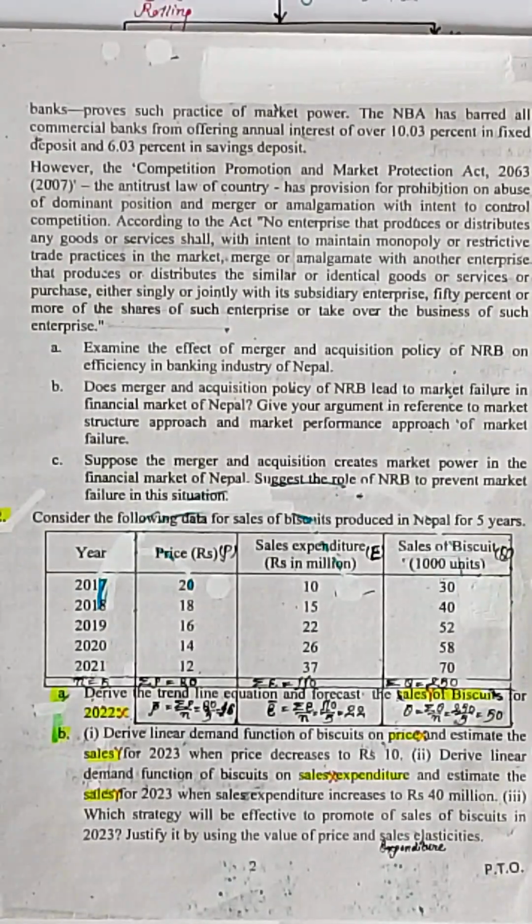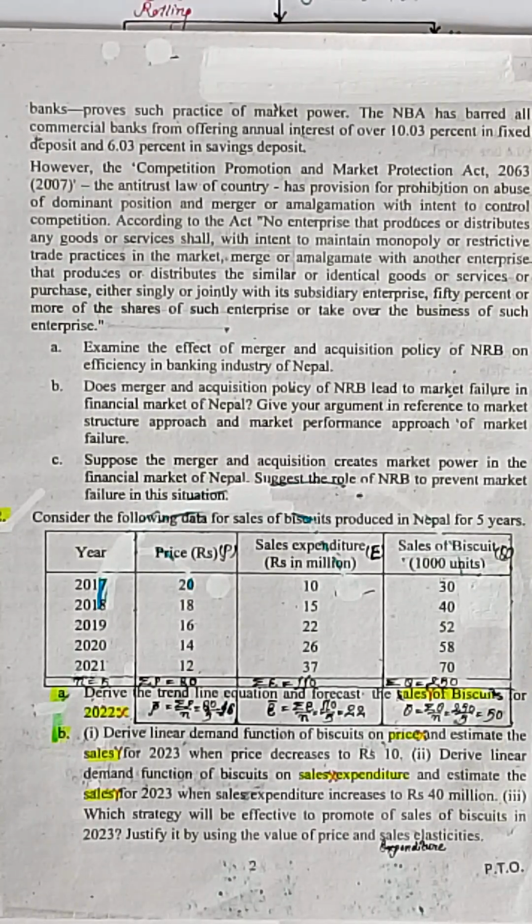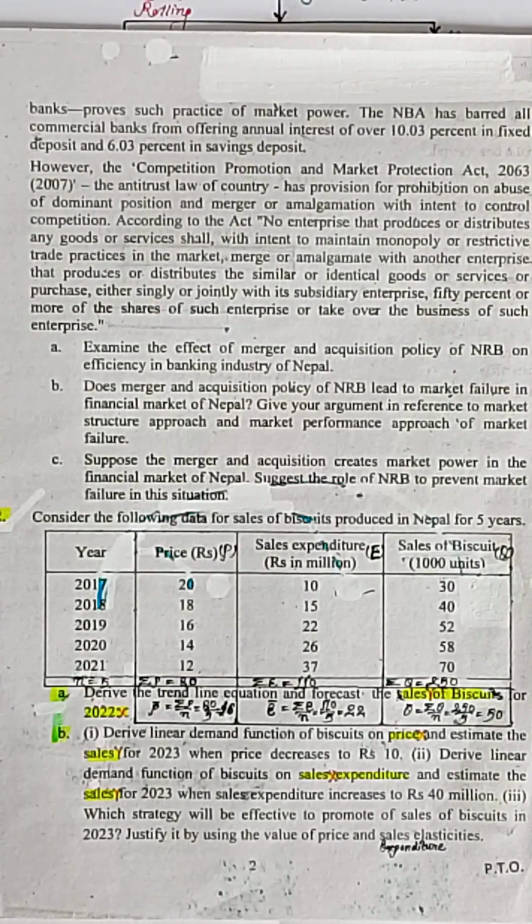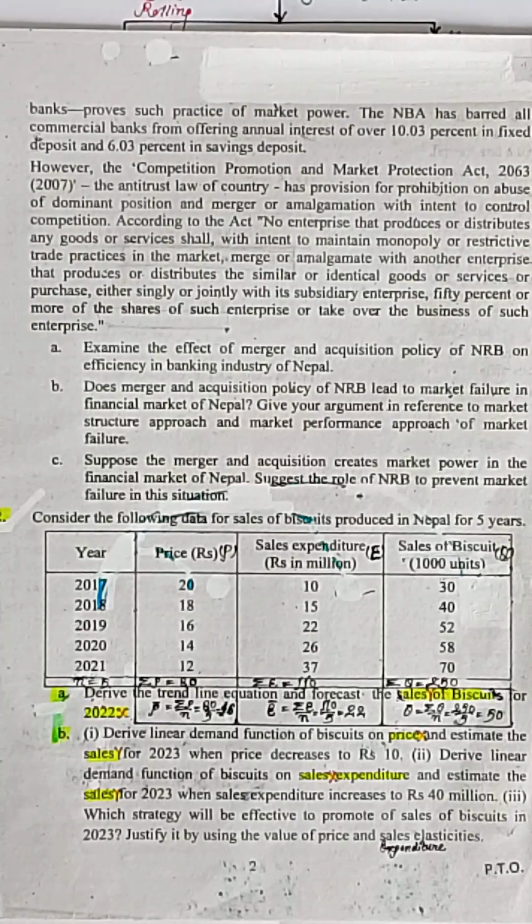Question number 2: Consider the following data for the sales of biscuit produced in Nepal for 5 years. The years 2017, 18, 19, 20, 21. n is equal to 5. The price in rupees, P: 20, 18, 16, 14, 12, summation P is equal to 80. The mean P bar is equal to summation P by n is equal to 80 by 5 is equal to 16.